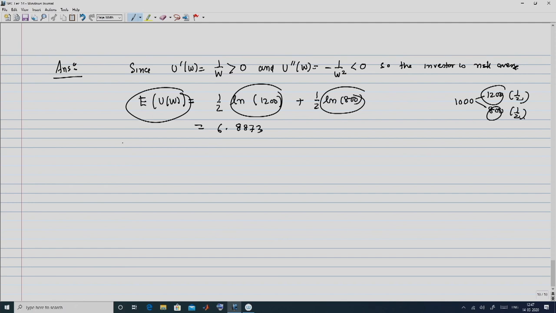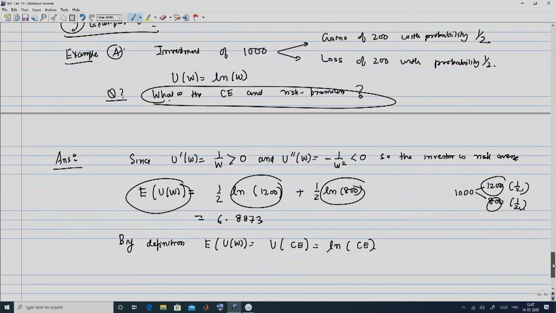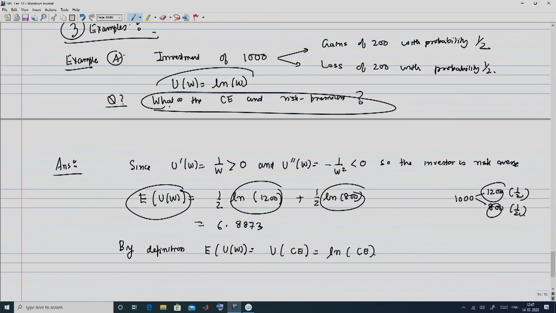6.8873. Now, my question was to find out what is the certainty equivalent and henceforth figure out what is the risk premium. So, by definition of certainty equivalent, E of U(W) is natural log of CE. So, remember that the expected utility of W is the utility of the certainty equivalent, and the utility function is log of W. So, this is going to be log of CE. Remember that this is a natural log. All right.